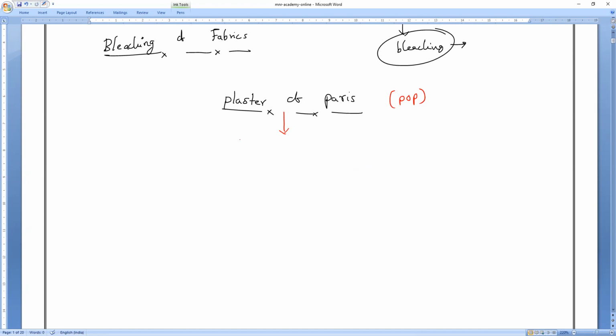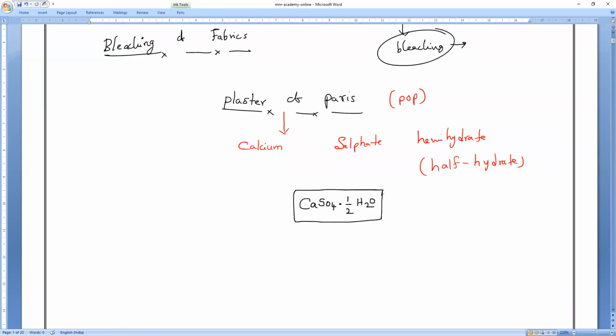Now, plaster of Paris is actually calcium sulfate hemihydrate. What is the scientific name, everyone? Calcium sulfate hemihydrate, or you can say calcium sulfate half hydrate. Both are the same. The formula of plaster of Paris, according to the name, is calcium sulfate, CaSO4, hemihydrate or half hydrate, which means 1/2 H2O. That is the formula of plaster of Paris. Each and everyone should know that.